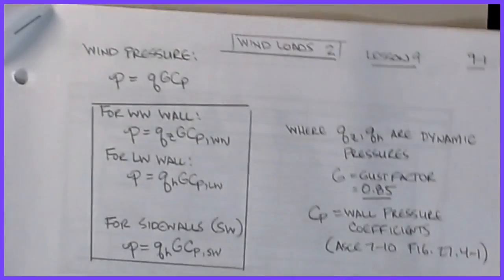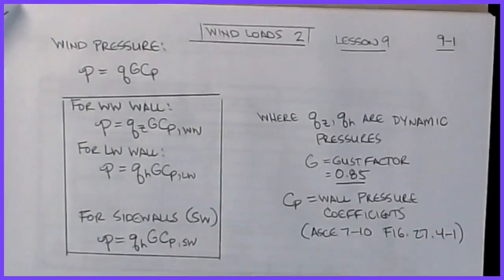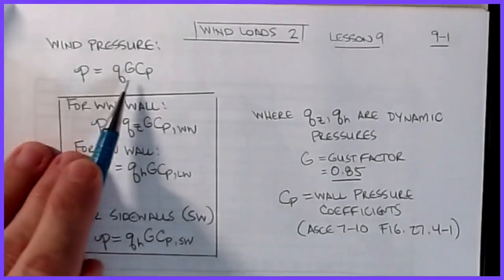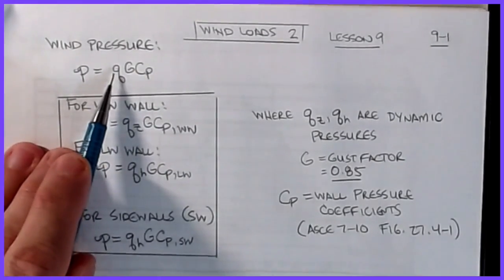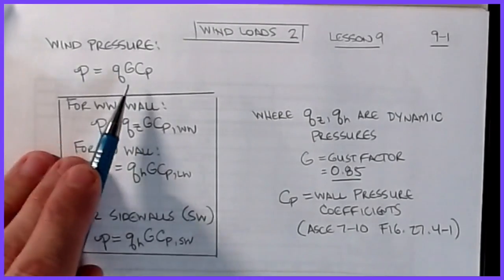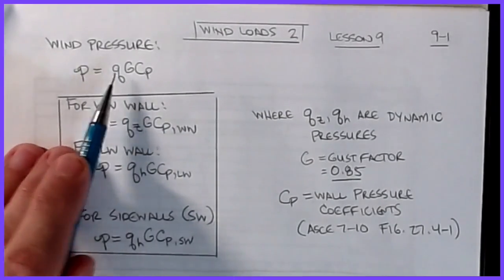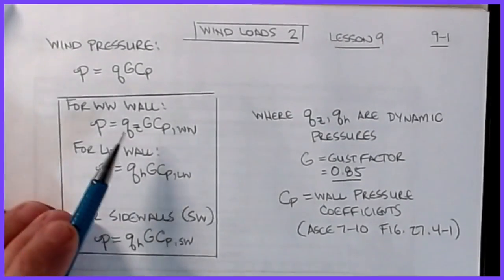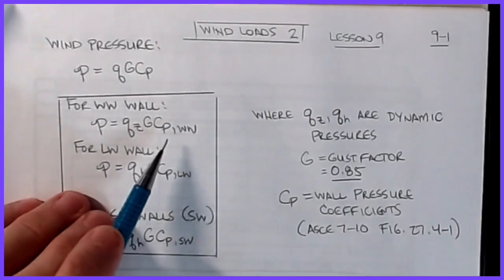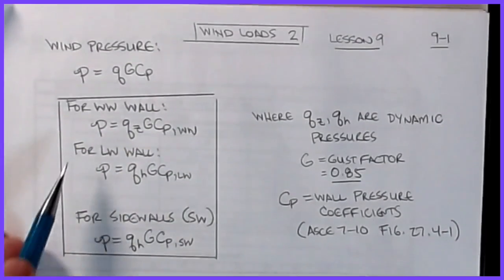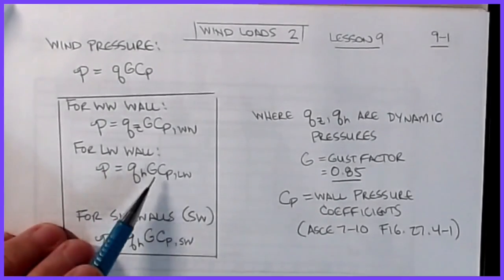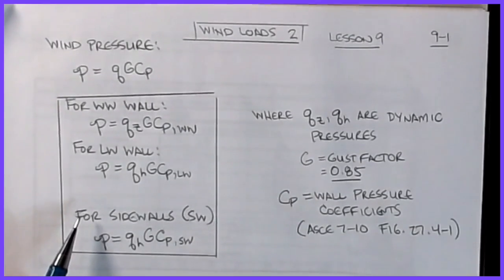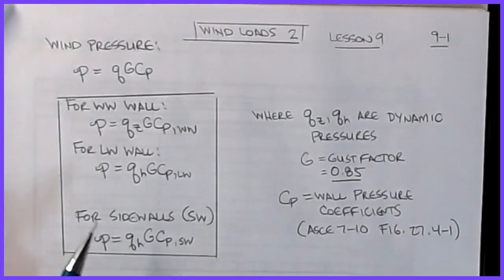All right, so pressure, which is what we want, that's what we model for, is equal to this Q value times G times CP. Now again, whether it's a Z subscript or an H depends on the wall and depends on the loading that you're looking at. So for the windward wall, the pressure is QZ, G, and then CP for the windward wall. That's what we told you. And then the leeward wall is QH, G, CP for the leeward wall. And then for the side walls, we get a different pressure as well.